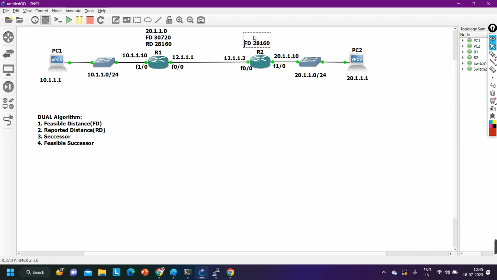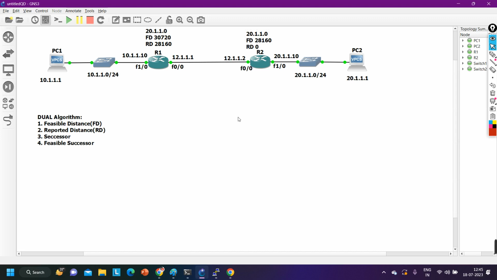Here also this is for the 20.1.1.0 network. Now R2 is not going to calculate RD because R2 is not receiving this network from its neighbor. R2 is advertising this network, yes or no? So RD over here will be 0. Getting my point? So RD is the total distance from my neighbor to the destination, and FD is the total distance from me to the destination.